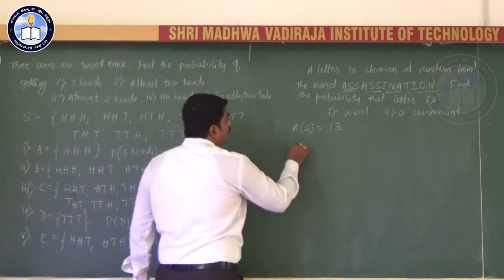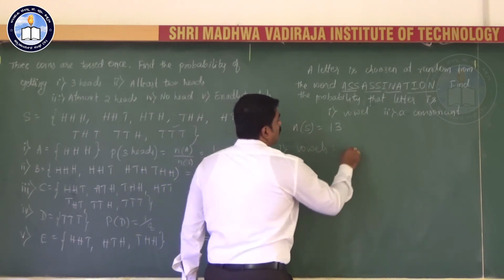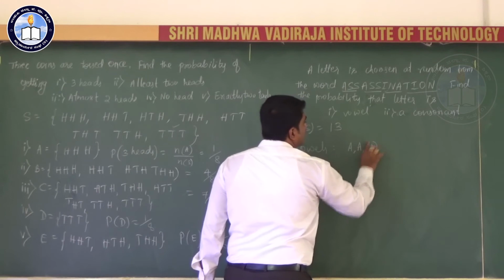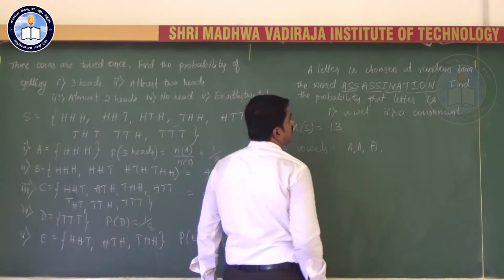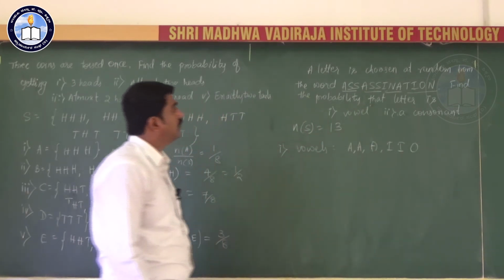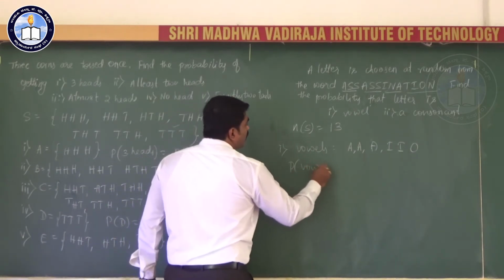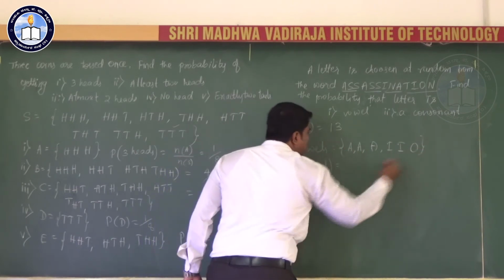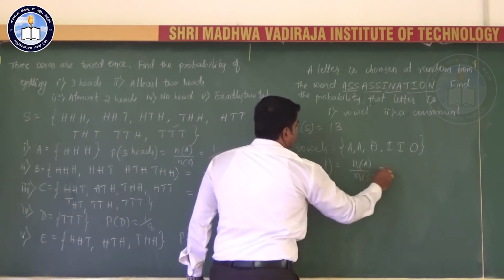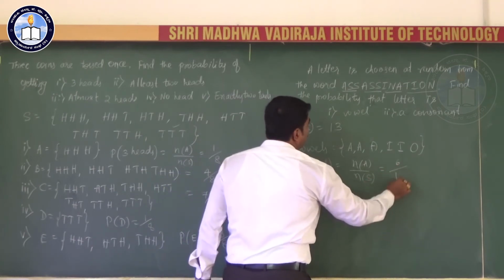So how many vowels are there? Let me find out that first. How many vowels are there among these? A is 3 times, and among A, E, I, O, U, I is there 2 times and O. So there are 6 vowels. So what is the probability of getting a vowel? There are 6 chances, that is n of A by n of S. If I take this as event A, there are 6 chances out of 13.